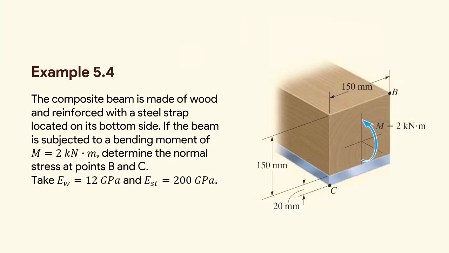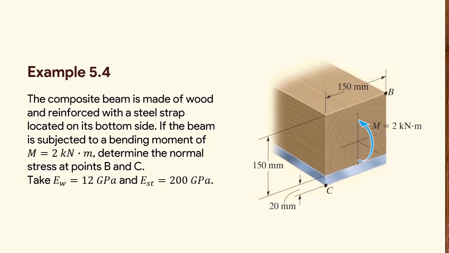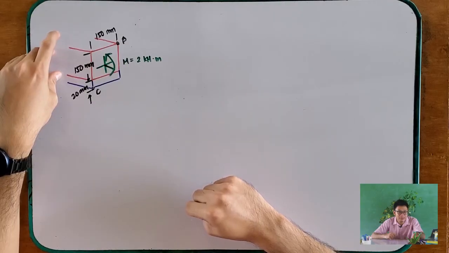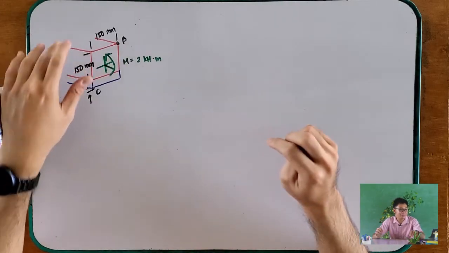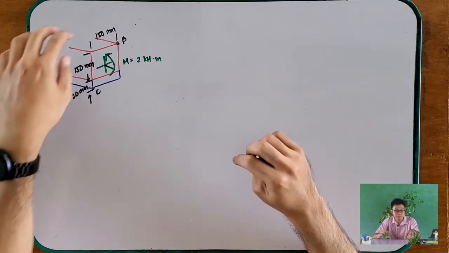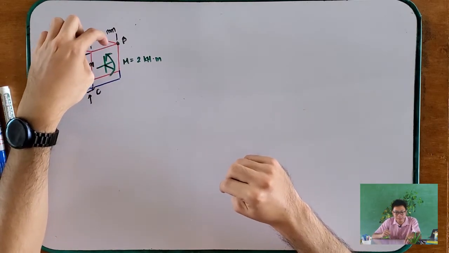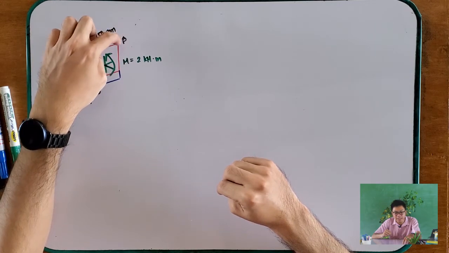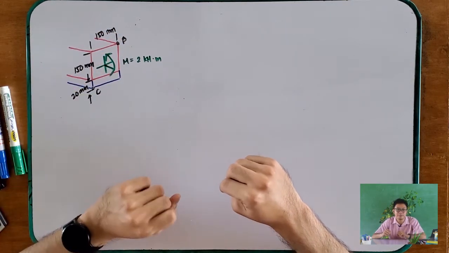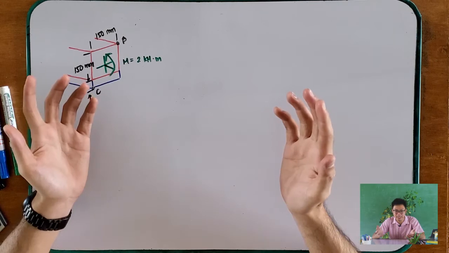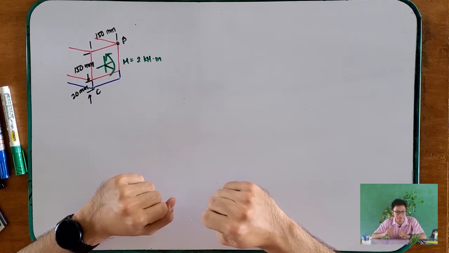Okay? So let's have this example. So we have this beam, this composite beam. The red part of the beam is made of wood and the blue part is made of steel. Okay? And we have to determine the normal stresses at point B and point C. And we also have to make a profile view of this one.